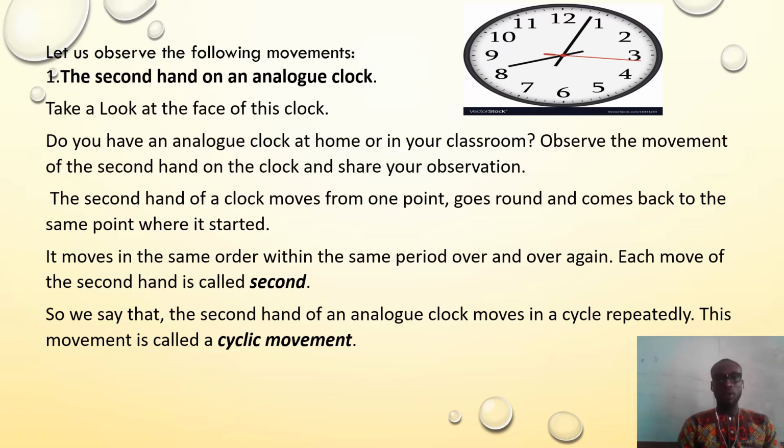The second hand of a clock moves from one point, goes round and comes back to the same point where it started. It moves in the same order within the same period over and over again. Each movement of the second hand is called a second. So we say that the second hand of an analog clock moves in a cycle repeatedly. This movement is called a cyclic movement.